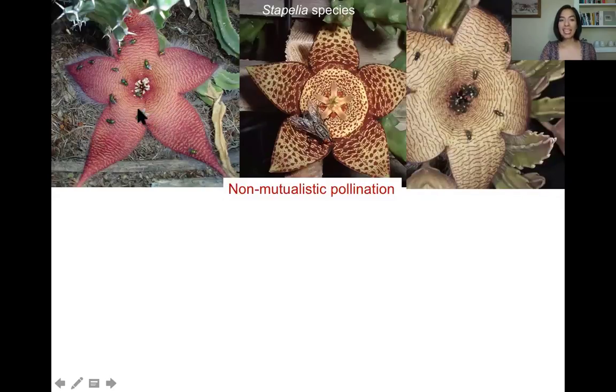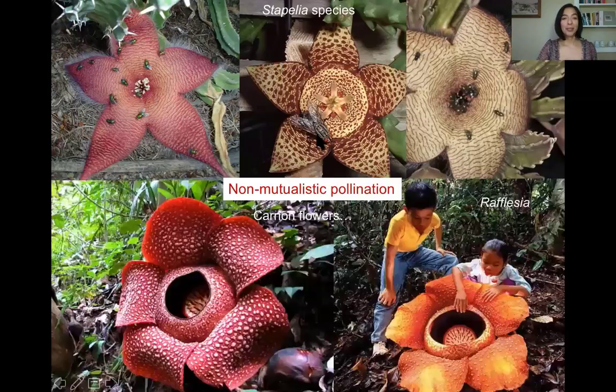But then the flies carry the pollen from one flower to another one. So that's a non-mutualistic pollination. In the examples that I mentioned before, the bees, for example, get something in return. So they pollinate, but they also get something in return. In these examples, the flies don't get anything in return.